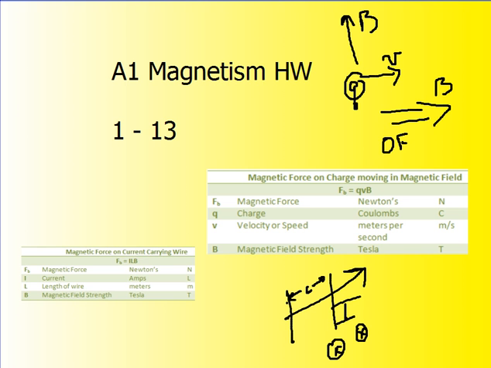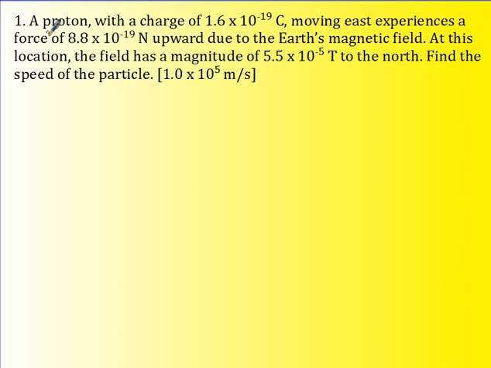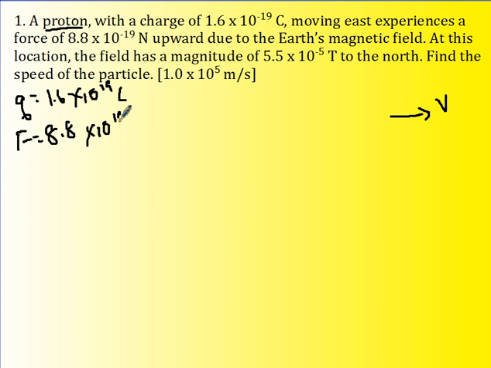Let's do a couple of problems. Suppose I have a proton. Protons are positive with a charge of 1.6 times 10 to the negative 19th coulombs. So Q is 1.6 times 10 to the negative 19 coulombs. It's moving east, so its velocity is east. And it experiences a force of 8.8 times 10 to the negative 19 newtons upwards. So F is 8.8 times 10 to the negative 19 newtons, and it's up.